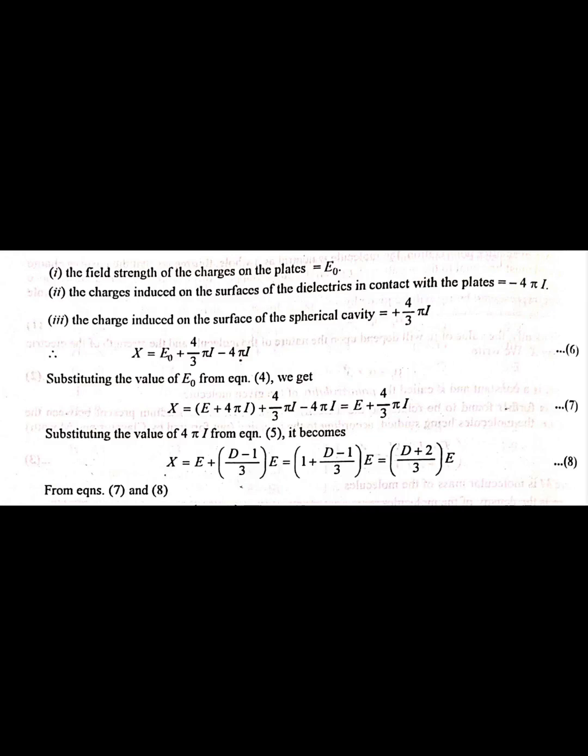Therefore, X = E naught + 4/3 pi I − 4 pi I. Equation 6. Substituting the value of E naught from equation 4, we get X = E + 4 pi I + 4/3 pi I − 4 pi I = E + 4/3 pi I. Equation 7. Substituting the value of 4 pi I from equation 5, it becomes X = E + (D − 1)/3 × E = [1 + (D − 1)/3] × E = (D + 2)/3 × E. Equation 8.